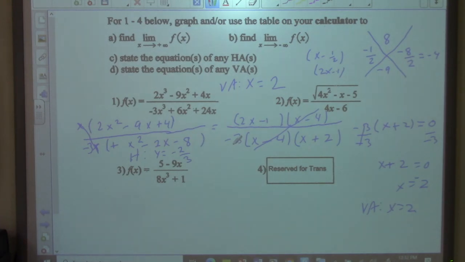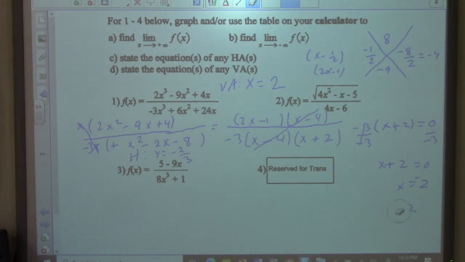Does anybody remember how we did this last year? No? Okay, we'll do that. We'll review that again. So a lot of moving parts to that. And so really, this 2x minus 1 somebody asked me about, that really doesn't affect what kind of vertical asymptote it is, does it? What determines what a vertical asymptote is? The denominator. Okay, very good.